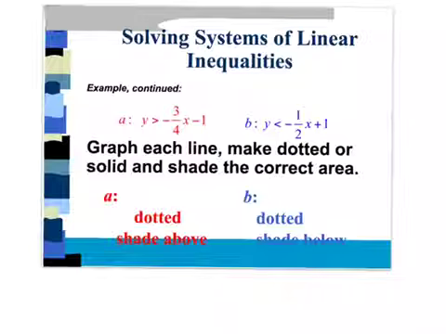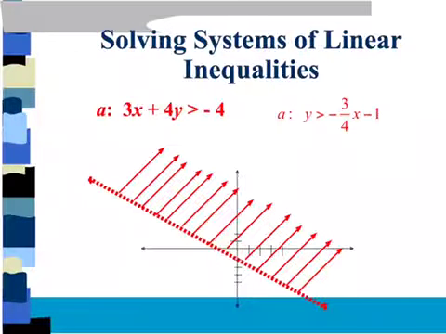So since there's no line here in A, that means it's a dotted line, and it's greater than, so we shade above. B, there's also no line, so it's a dotted line, and it's less than, so we shade below. So here's the graph of A. So here is our graph.